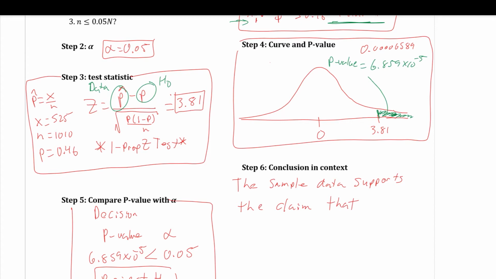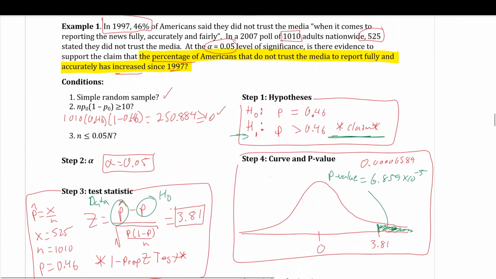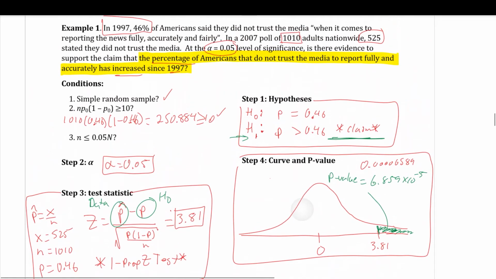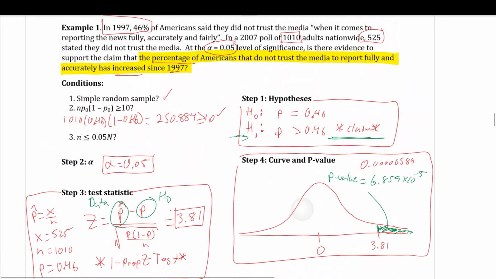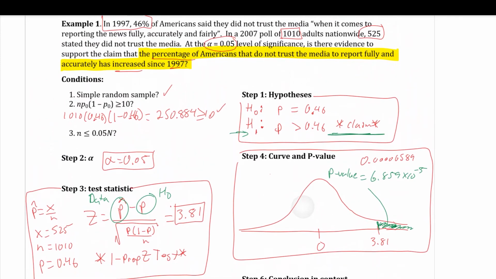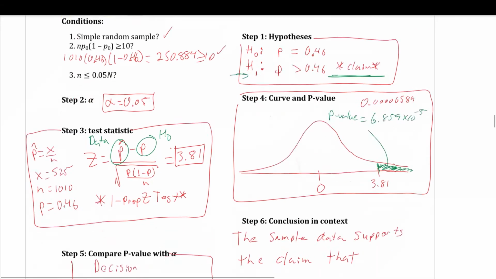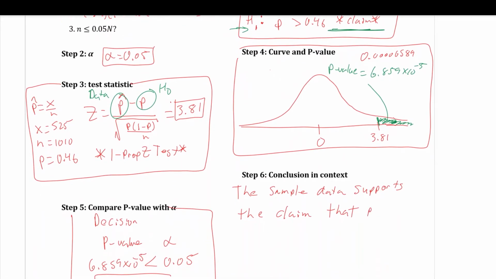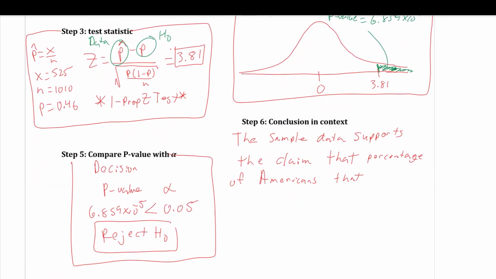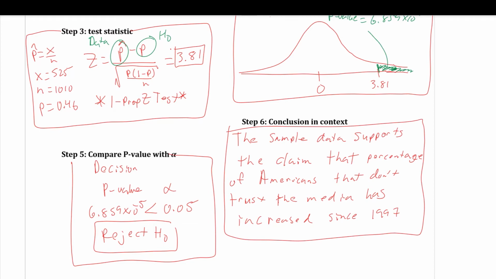What was that claim? Well, good thing we highlighted it, right? That the percentage of Americans that do not trust the media to report fully and accurately has increased. You can paraphrase that if you want. I think it's fine the way it's read. That the percentage of Americans that don't trust the media has increased since 1997. All right, that's a complete step 6.